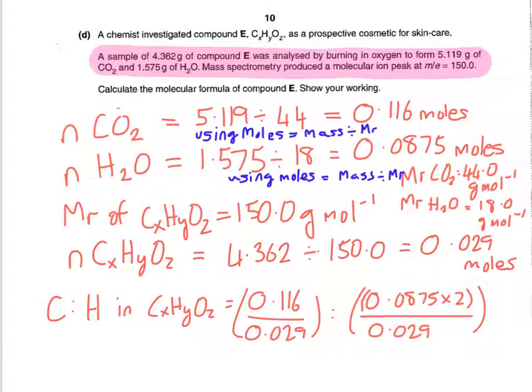Once we've got the number of moles of carbon dioxide made when 0.029 moles of compound E is burned, and also the moles of water made when 0.029 moles of compound E are burned, you can work out the mole ratio of C to H in compound E, or CxHy. So we're trying to work out what x and y are at this point. I'm going to bring the page down to finish off the calculation for you.